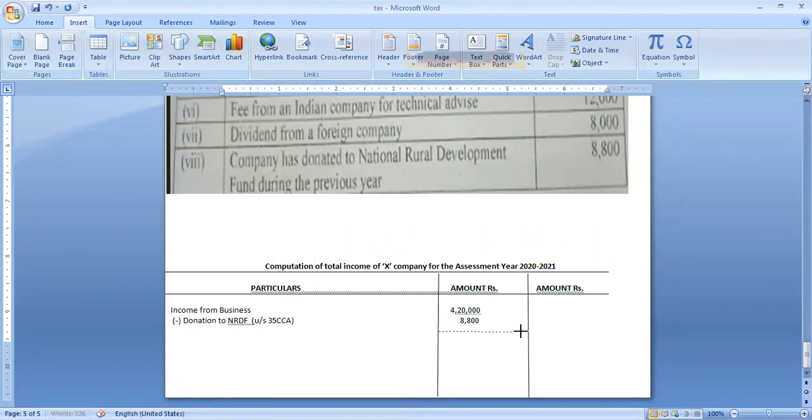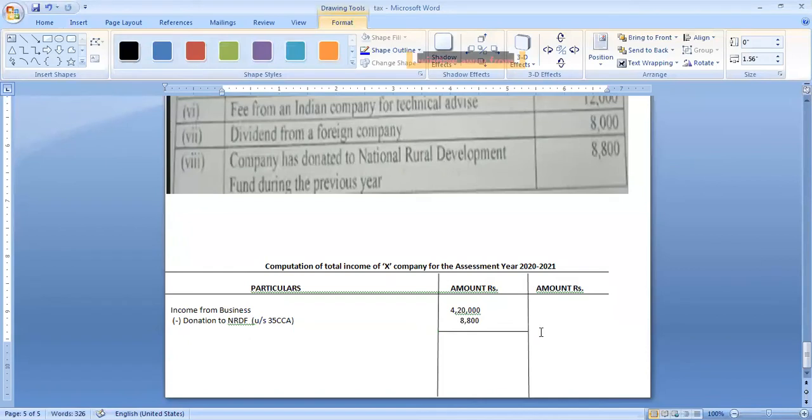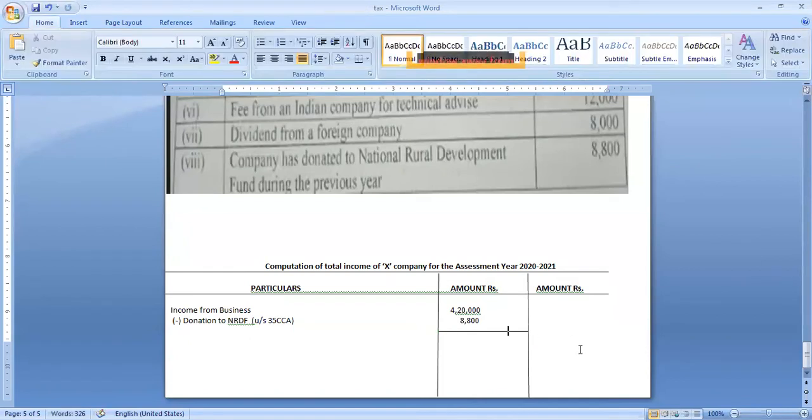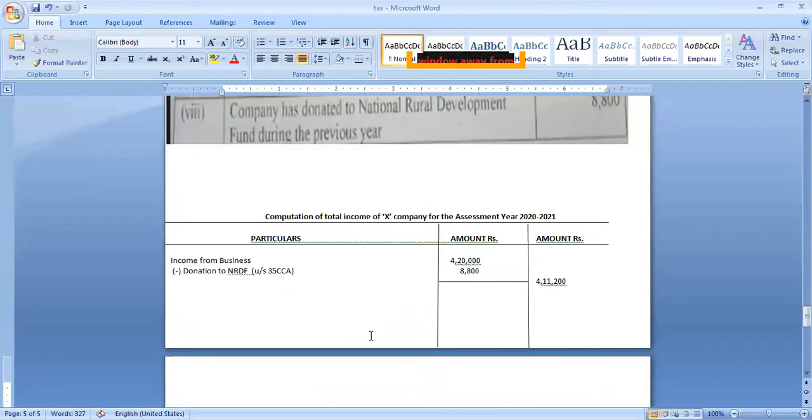So this I am checking. Now you can see that the net amount is going to be, if you deduct 8,800 from 4,20,000, your amount is going to be, income from business you have to show as 4,11,200. Okay. So next one in continuation.